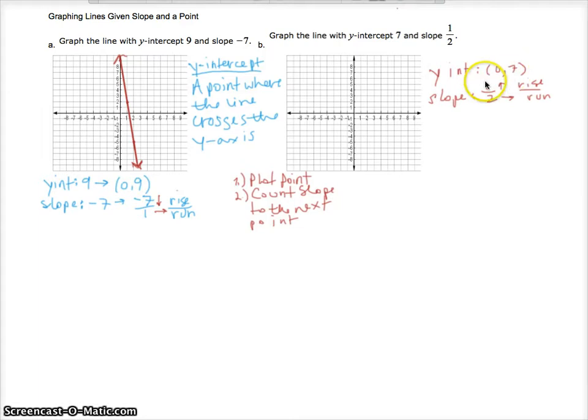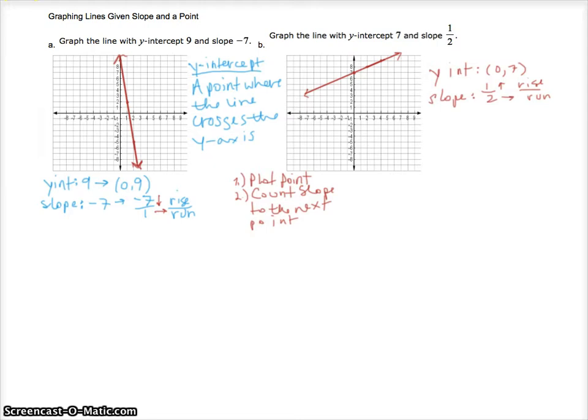Let's graph it. So I'm going to go to 0, 7. And I'm going to go up 1, right 2. And we're going to go one more time. Okay. So my slope was up 1, right 2. Up 1, right 2. So I'm going to graph my equation. So now that I've connected the dots, I now have a graph that represents the point of the y-intercept of 7 and the slope of 1/2. So just remember to plot your point and count your slope to the next point.